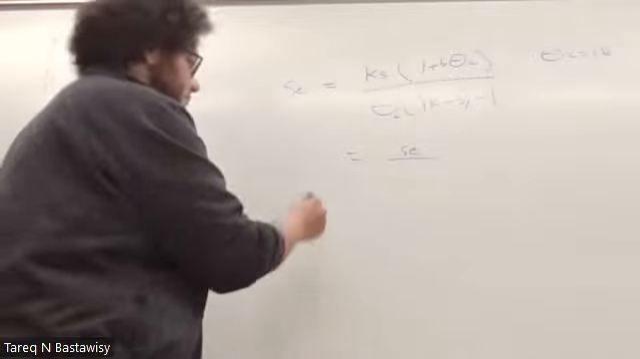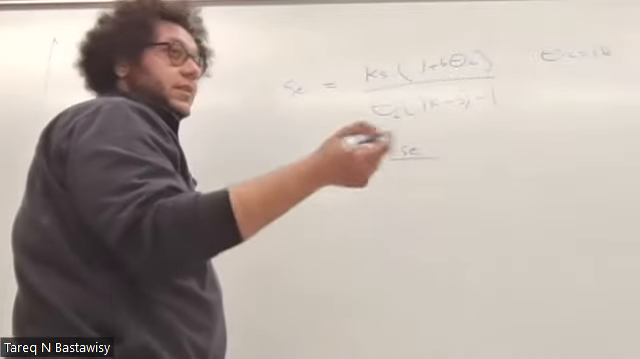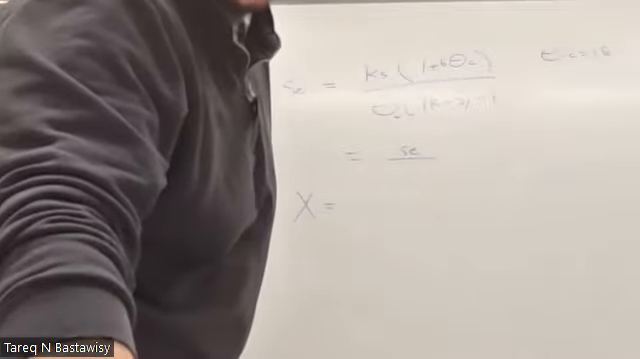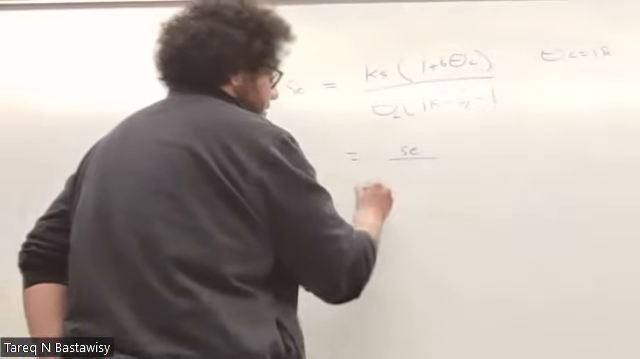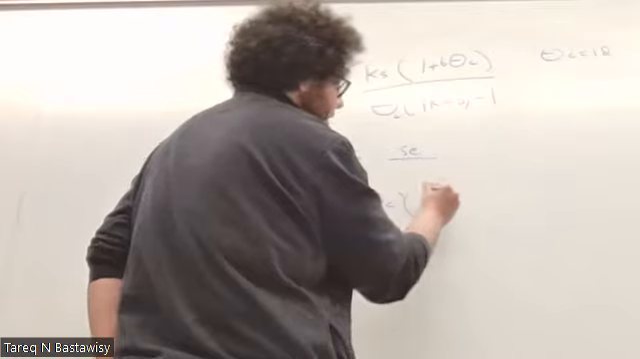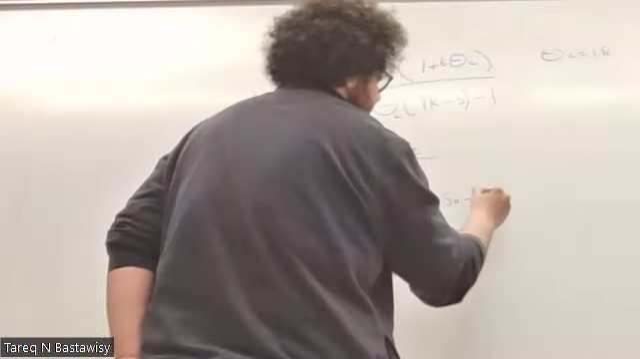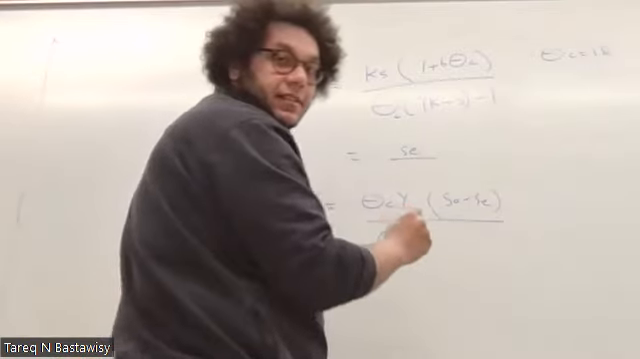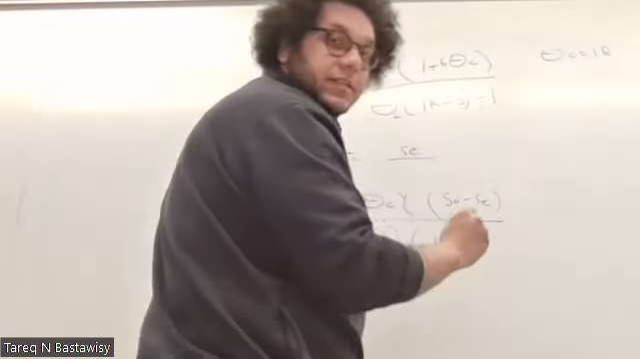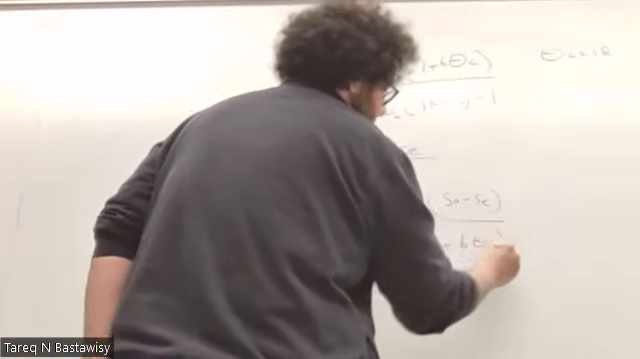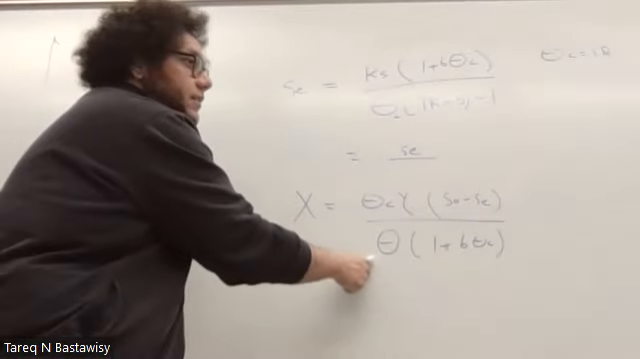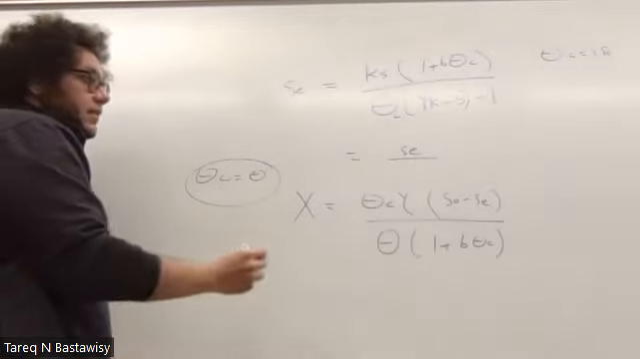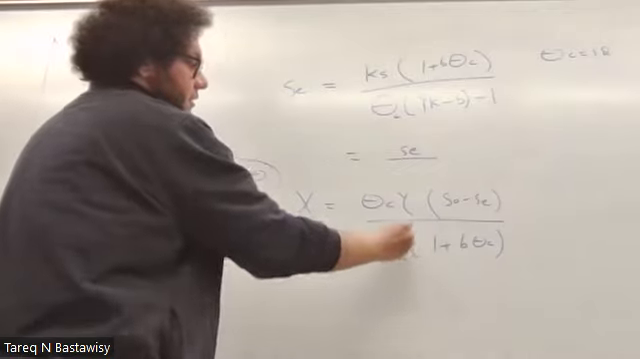Simple enough. The second thing they ask for is the biomass concentration, X, which equals theta C times Y times the difference of the substrate, divided by theta times (1 plus B theta C). Here's where this comes into play: there is no recycle, so theta and theta C cancel out.